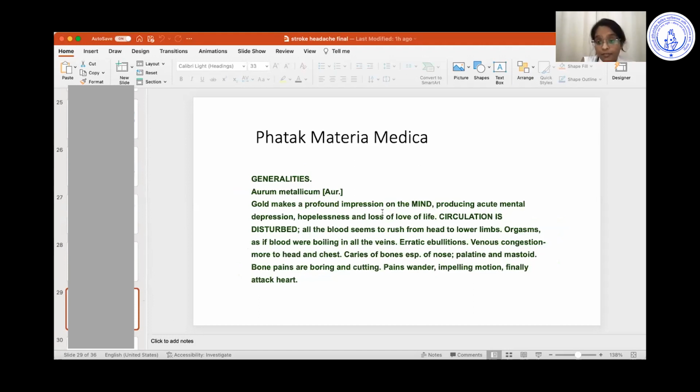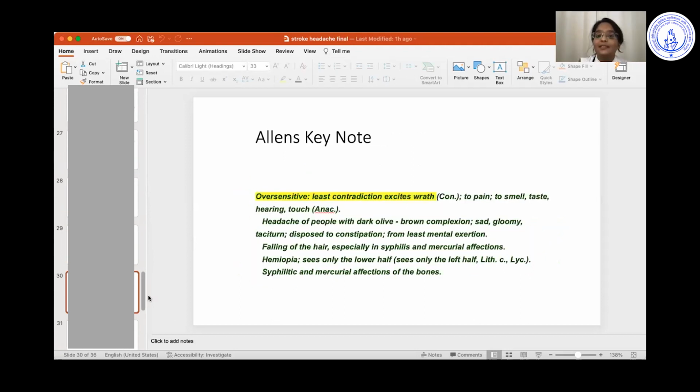If you see, Phatak is also saying the same thing: mind is affected, circulation, blood is disturbed, headache is caused, contradiction aggravates. And in Allen's Keynotes also it is written: oversensitive, least contradiction excites anger.